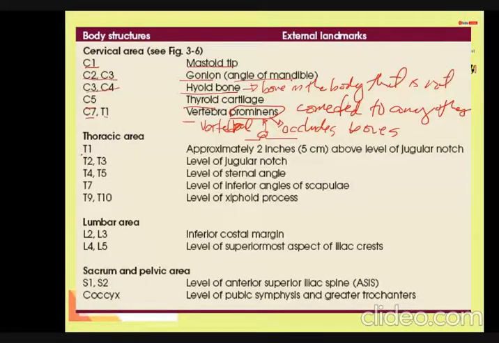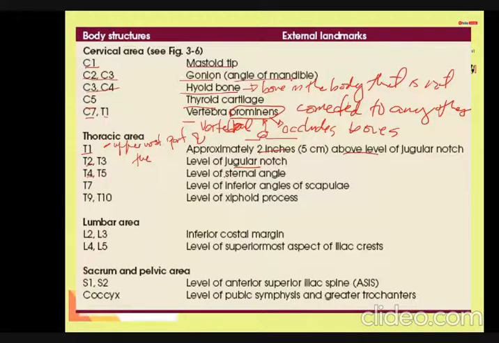For the thoracic area, T1 is at the level of approximately 2 inches or 5 centimeters above the level of the jugular notch. T2 and T3, this is the level of jugular notch. Above it, 2 inches above it, is your T1. So in T1, this is the uppermost part of the rib cage when we inspect the lungs in radiograph. So in T1, this is where we can find the uppermost part of the ribs. T2 and T3, again, level of jugular notch.